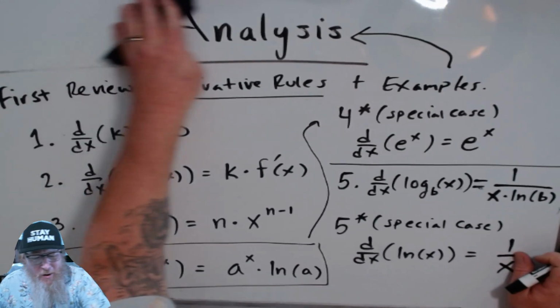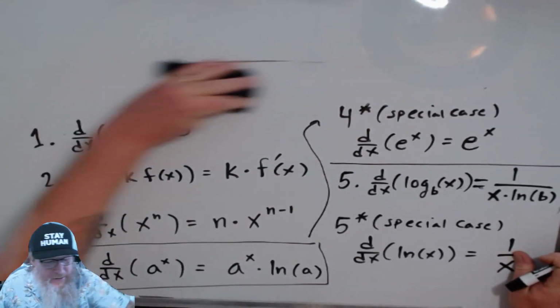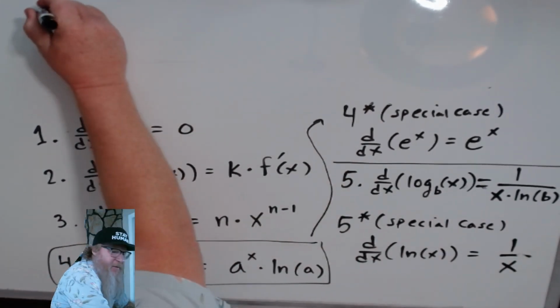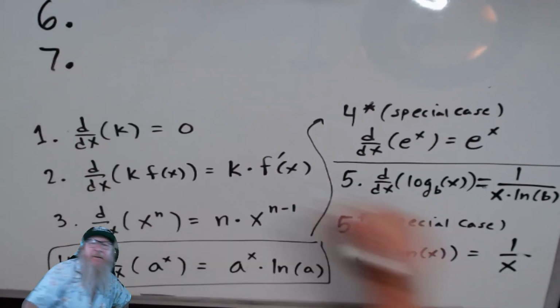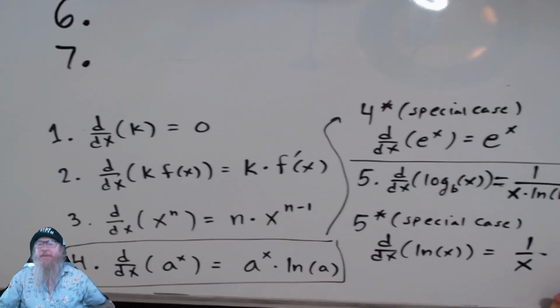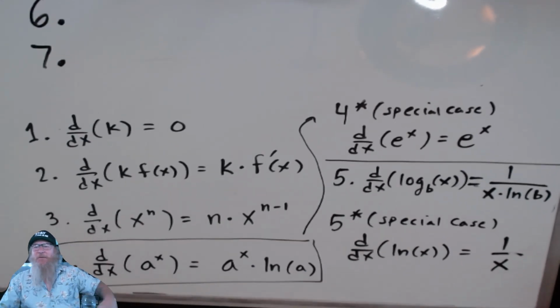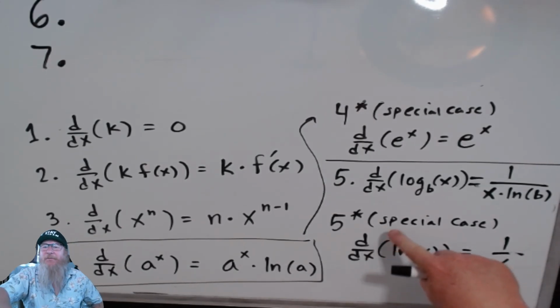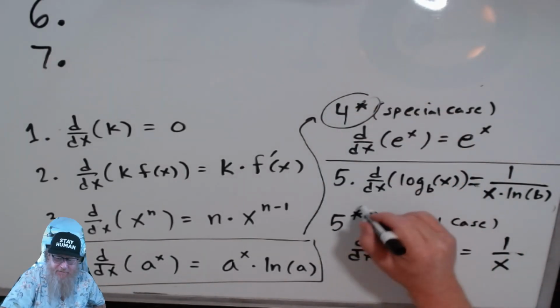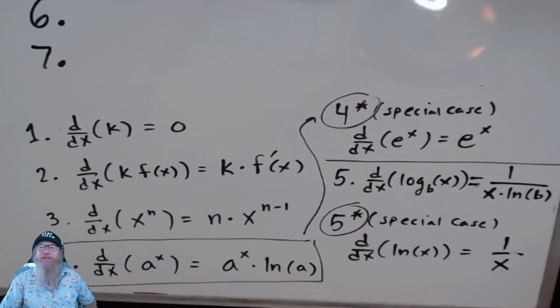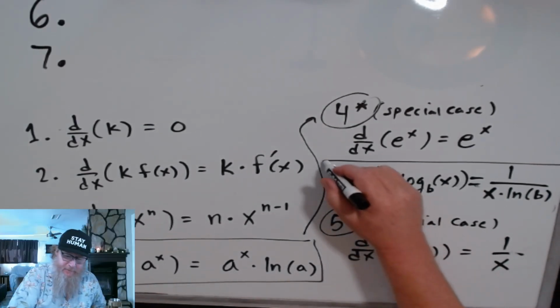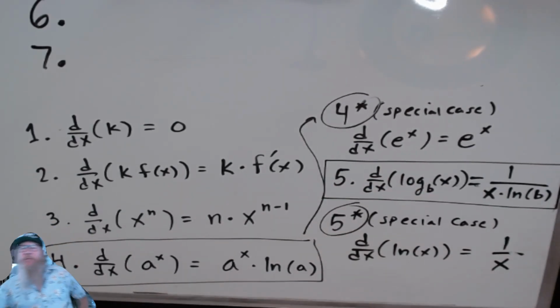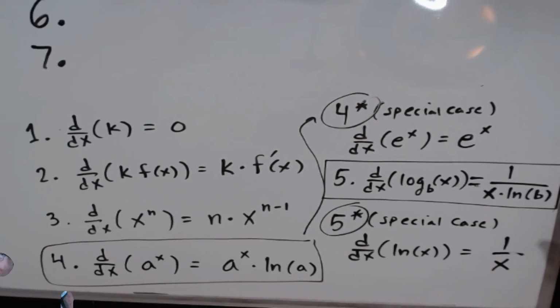I wanted to get them all onto one page, so I guess I'll put 6 and 7 up here. All right, so we got 1, 2, 3, 4, 5. And remember, 4 and 5 have these extra special cases. Sorry, my head is blocking number 4. 4 and 5 have these extra special cases.